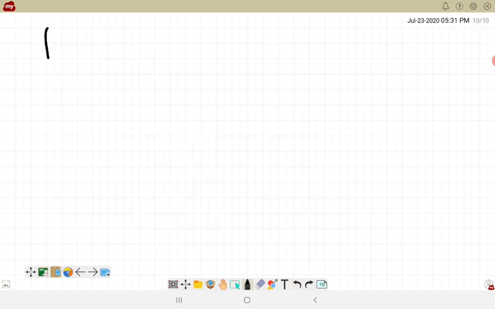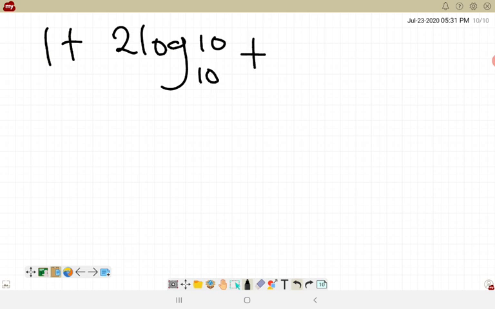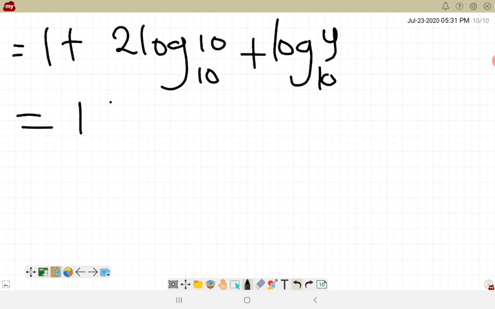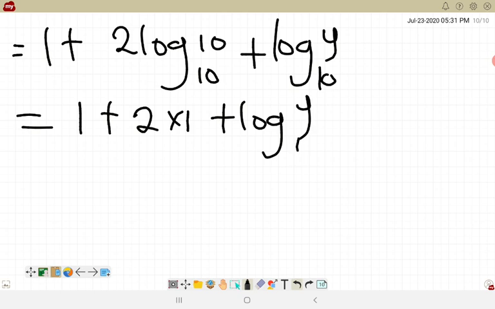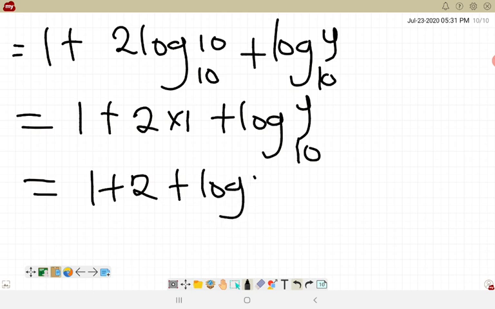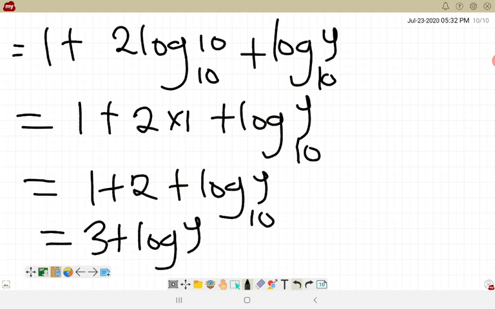Okay, that will give us 1 plus 2, because 100 is 10 squared. If you bring the power to the front, multiply by the log, you have 2 times logarithm of 10 base 10 plus logarithm of y base 10, which is equal to 1 plus 2 times 1 plus logarithm of y base 10, which is the same thing as 1 plus 2 plus logarithm of y base 10, which is 3 plus logarithm of y base 10.